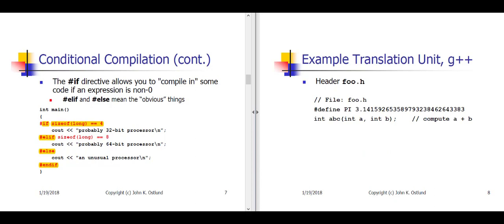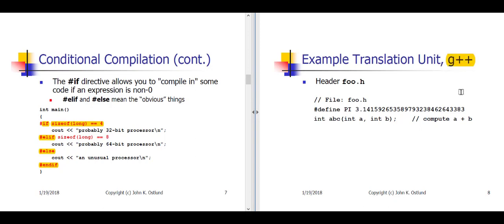Okay, so we've introduced several preprocessor directives. We've got pound include, pound define, pound ifdef, pound ifndef, pound endif, which ends those. We've also got pound if, pound elif, pound else, and pound endif again, which ends the pound if directive. We're going to take a look next at an example of a translation unit.